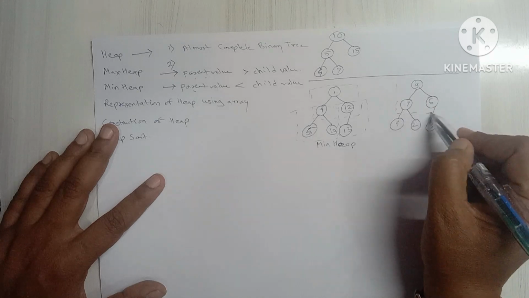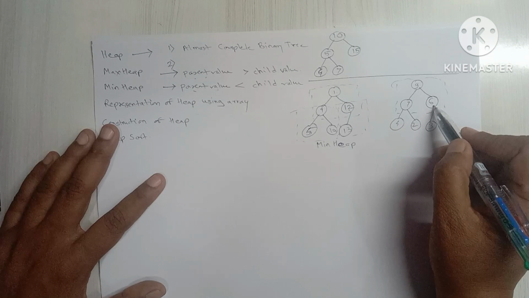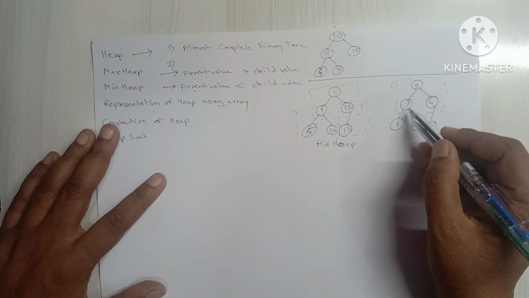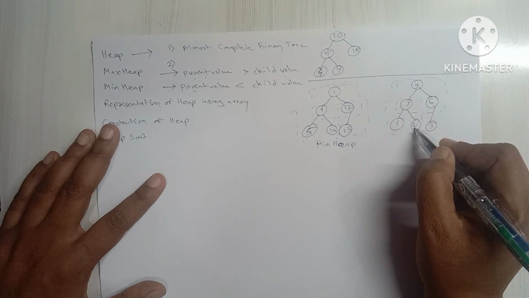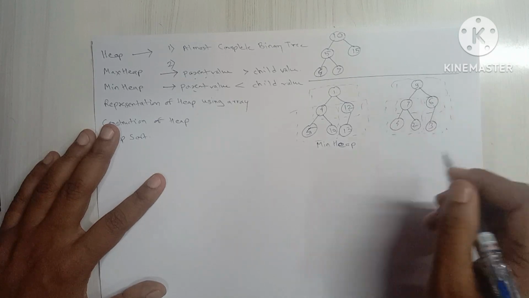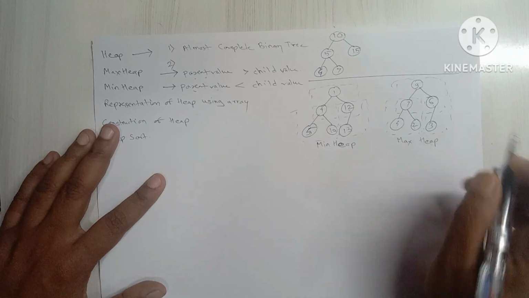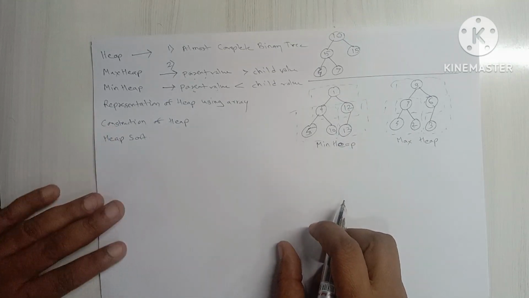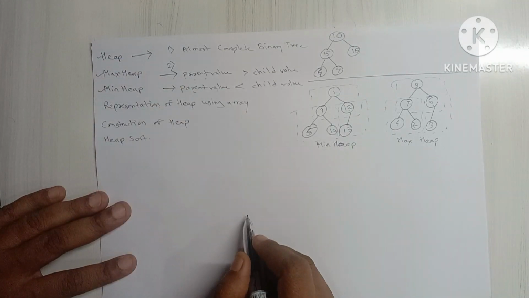Now check this one. In this subtree, parent value is 9 and children values are 7, 6. So parent value is greater than its children's. If you are considering here, parent value is greater than its children. If you are considering the right subtree, parent value is greater than its children. That's why we can say this is a min heap. Sorry, max heap. So this is regarding heap, max heap and min heap.